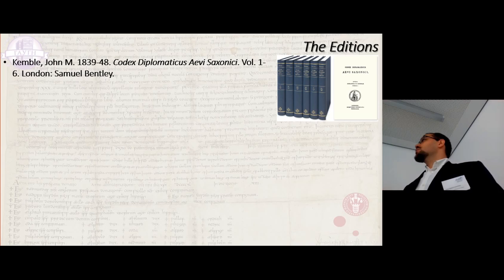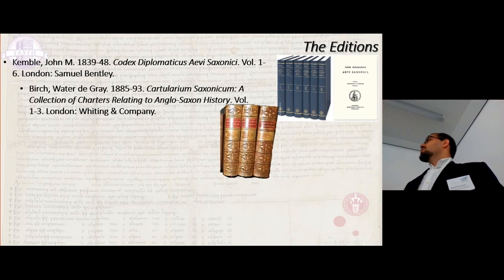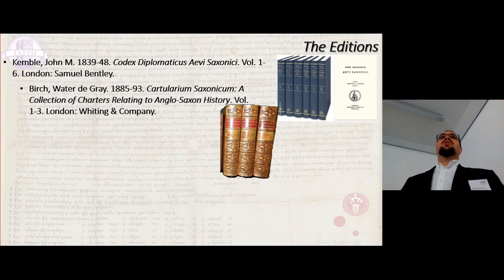the newer edition, which is Walter de Gray Birch, who edited the Cartularium Saxonicum. And this is a much finer edition. It's also available online. Unfortunately, again, it doesn't stand up to today's standards.